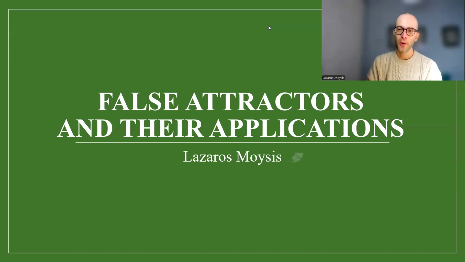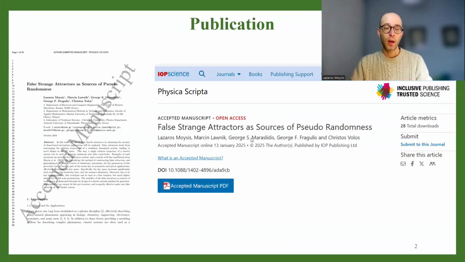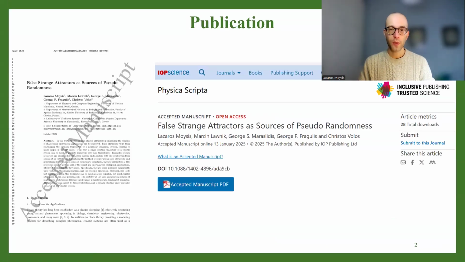Hi everybody. So in this video we're going to focus on chaos applications again. We are going to discuss false attractors and their applications in random bit generators and other types of security. The topic of today's video comes from our recent publication in Physica Scripta. It's called "False Strange Attractors as Sources of Pseudo-Randomness."